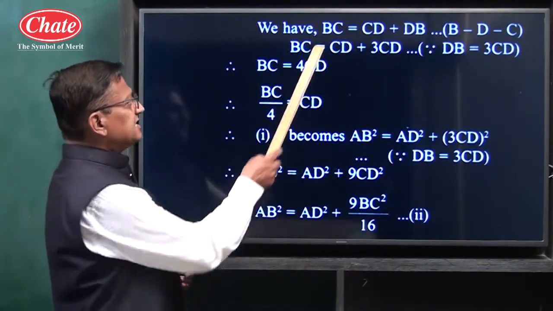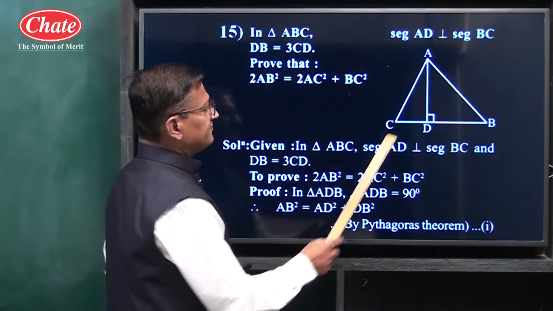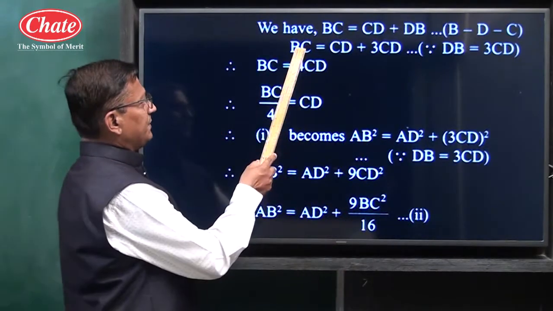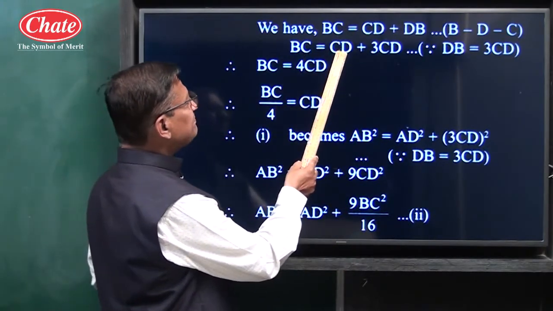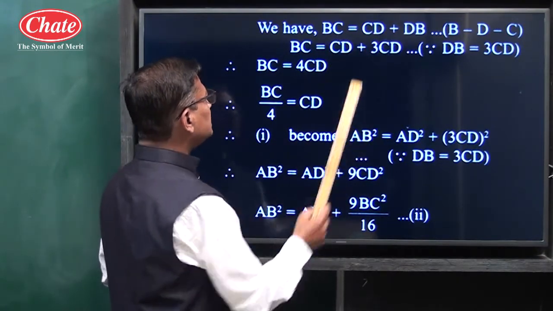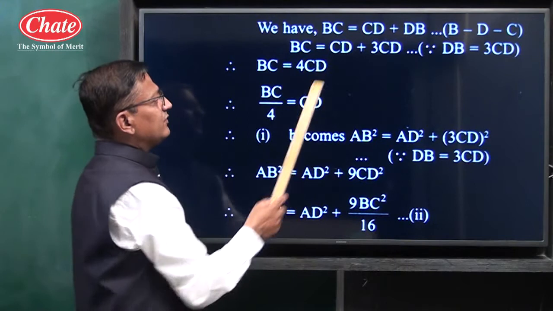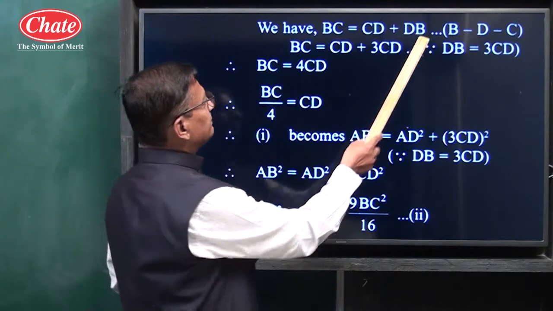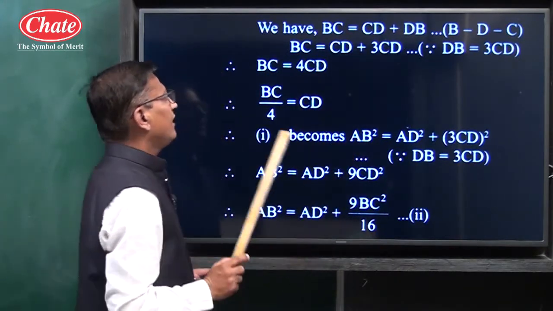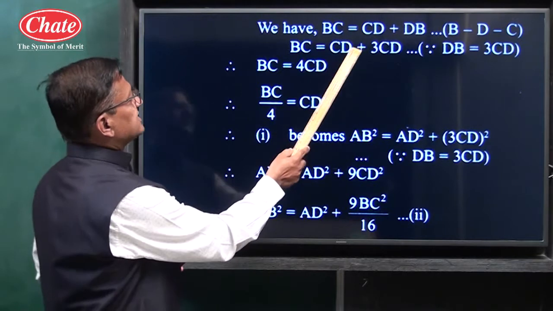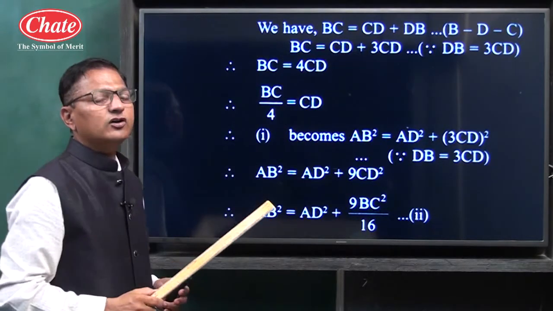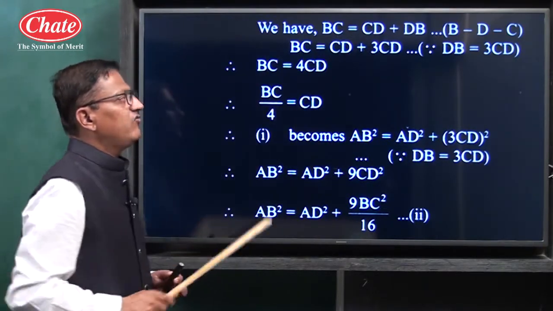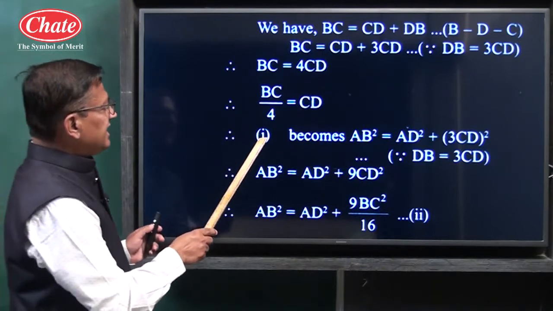We have BC is nothing but CD plus DB. BC is equal to CD plus 3CD because we have BD is equal to 3CD. In the given, BD is equal to 3CD, so replace BD by 3CD. Here BC is nothing but CD plus 3CD, which is 4CD, and from this we get CD is equal to BC by 4.